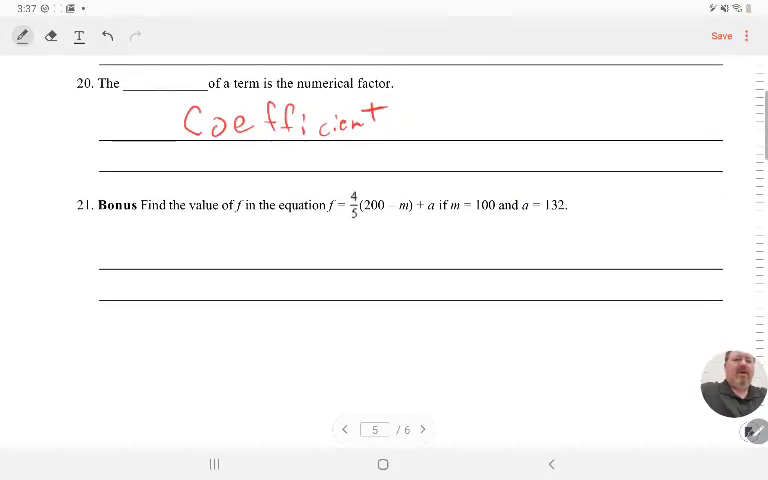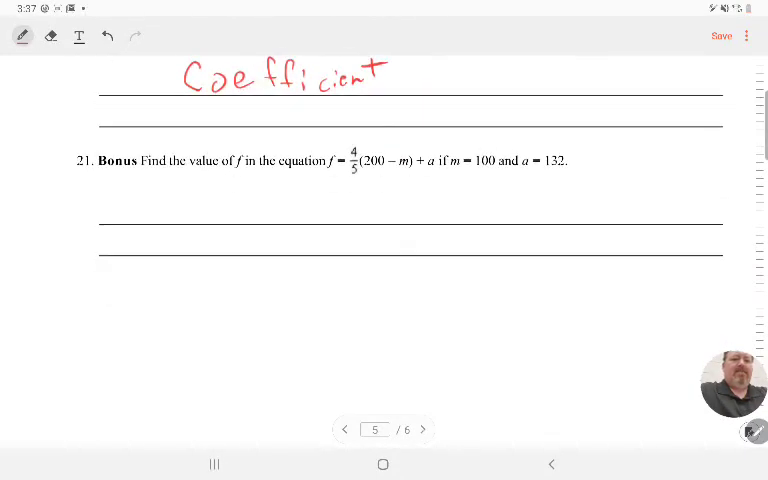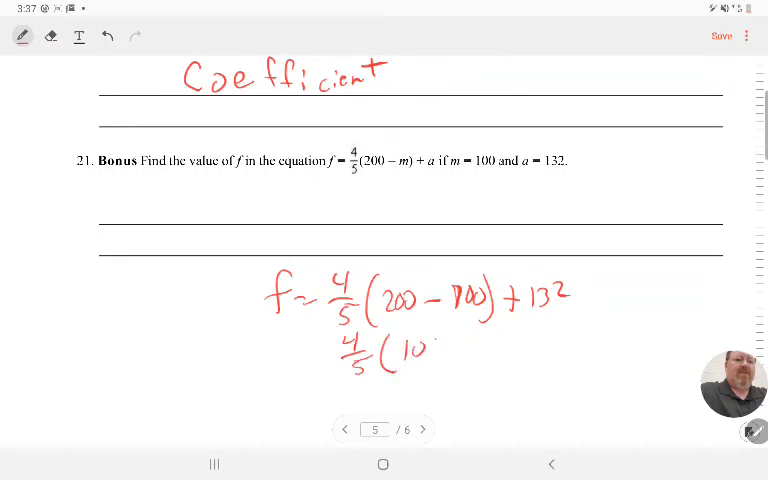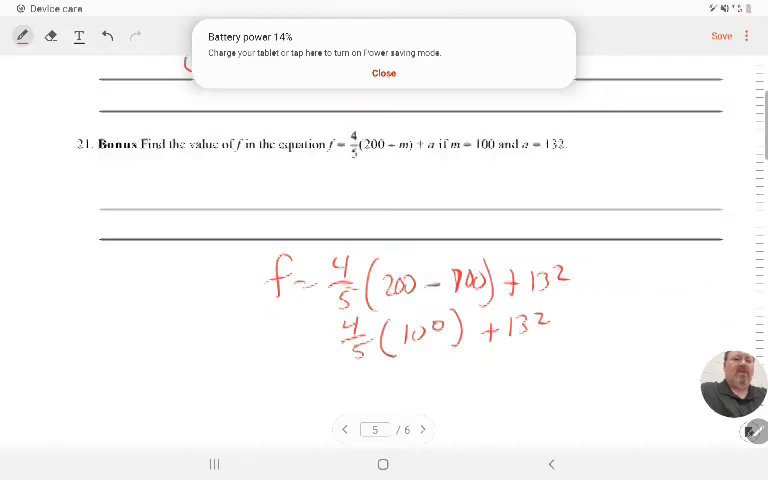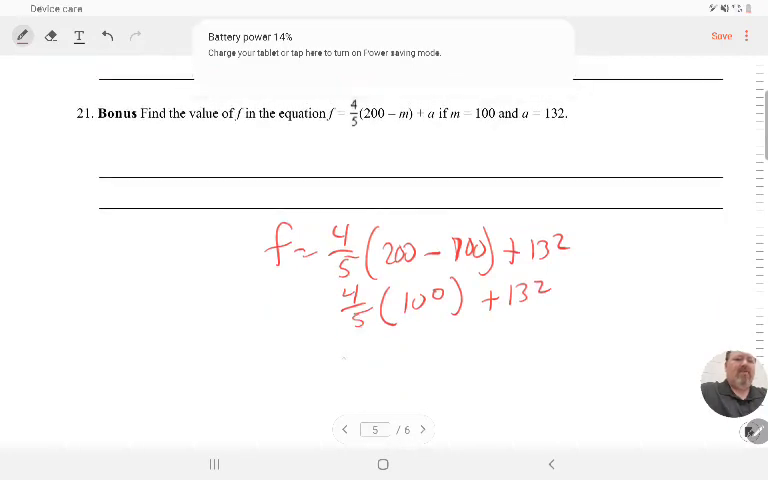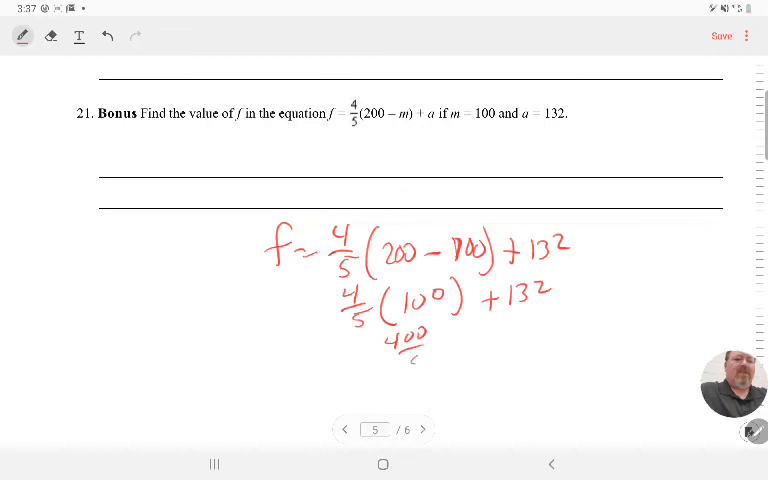And then the bonus, find the value of this. All it would be is f equals 4/5 of 200 minus m. M is 100 plus a, which is 132. That would be 4/5 of 100 plus 132. I could simplify down, or I could say 400 divided by 5 plus 132 is fine also, which is 80 plus 132, or 212.